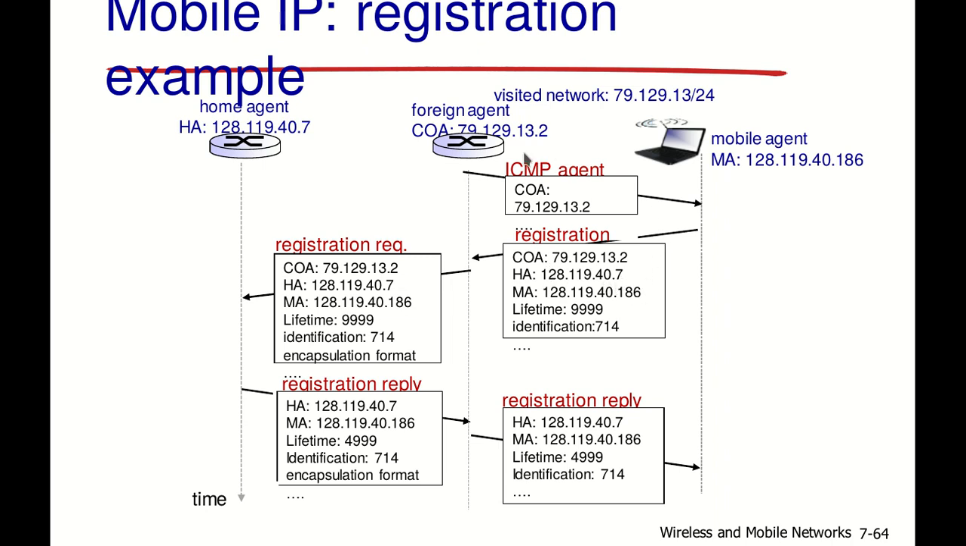After that, the foreign agent will forward this registration request to the home agent, consisting of the care of address and the permanent address of the mobile agent. At the end of this process, the home agent will bind the care of address with the permanent address of the mobile agent. After that, the home agent will send the registration reply to the foreign agent, and finally the foreign agent will send the registration reply to the mobile agent. So this is the end of registration when the mobile agent enters a new visited network.